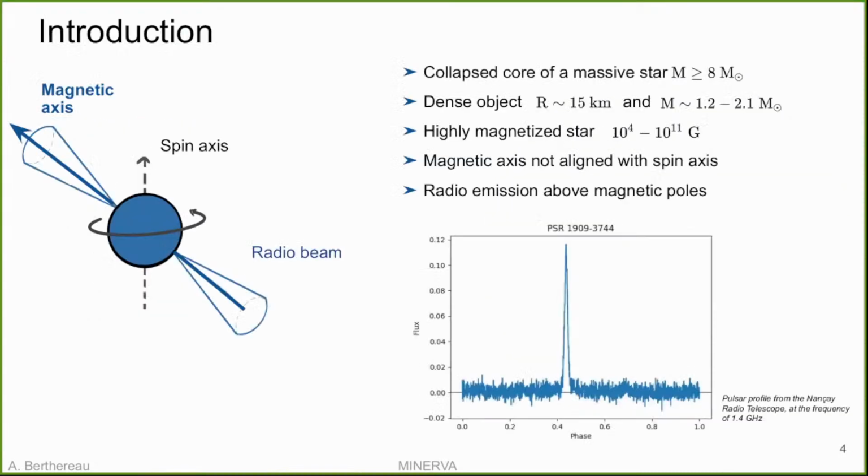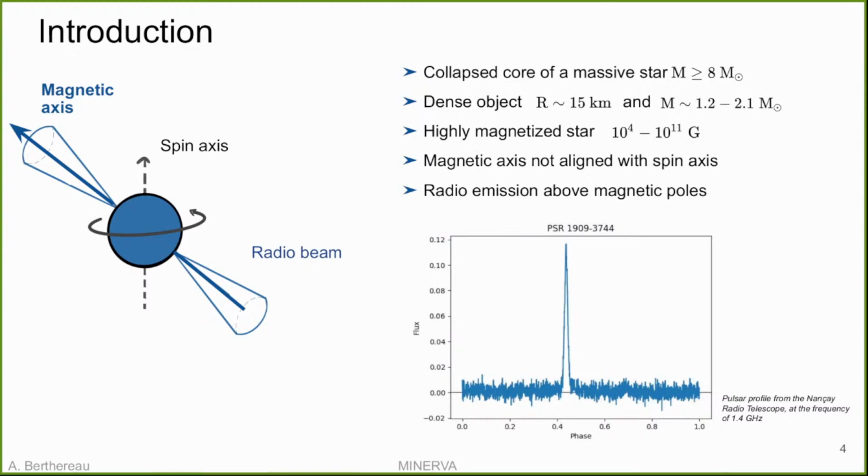So first of all, what is a pulsar? A pulsar is a collapsed core of a massive star that was at least 8 solar masses. This is a dense object. The radius is roughly 15 kilometers for almost 1 to 2 solar masses. It's a highly magnetized core. Above each magnetic pole, there is a radio beam. And once the magnetic axis is not aligned with the spin axis, the beam sweeps through space the same way that a lighthouse does.